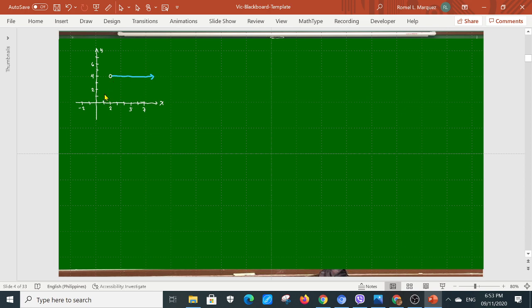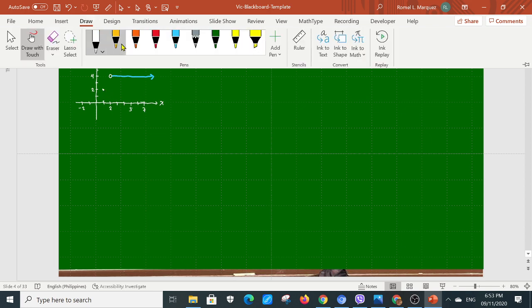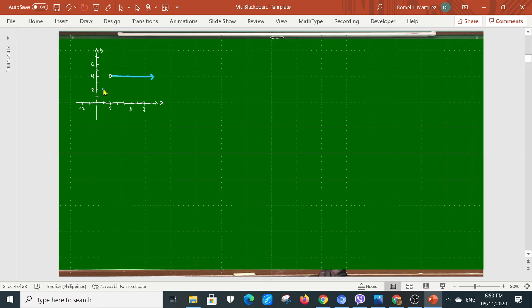When x is 1, we have 2 times 1, 2. So somewhere here. So this is the graph. When x is 0, 2 times 0 is 0. So as long as it is less than 2. When x is negative 1, negative 2, somewhere here. So here, there. Okay? So that's the graph. But of course, open here. Open at that point.